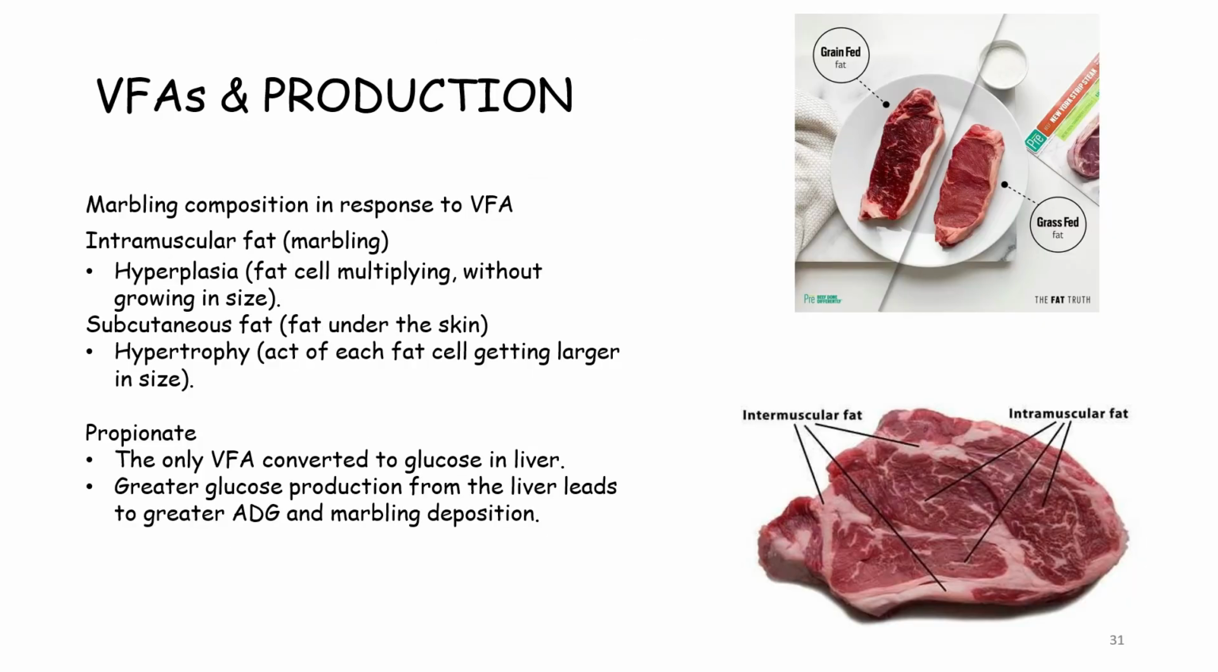So volatile fatty acid and production: marbling composition in response to volatile fatty acid. Intramuscular fat: inside the meat you can see there is fat. If there is more fat, we call it more marbling. This one we consider as marbling. More fat is more delicious, more sedap. So that's why intramuscular fat is very important.